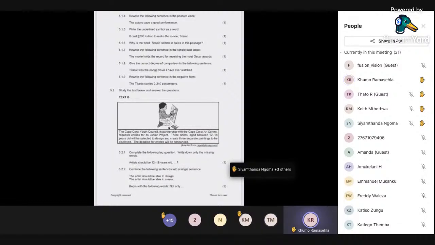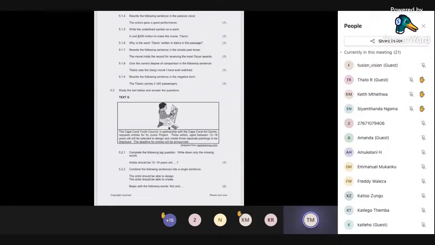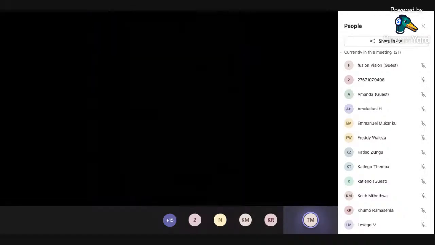I don't need to repeat but the artist, but I can say but also to create. There's something you're missing. You're missing punctuation in your combination of sentences. So not only should the artist be able to design, then I need a comma, but also to create, then full stop. All right, do we all understand that one? All right. Let's move to the next question. Let's go to the next presentation here.